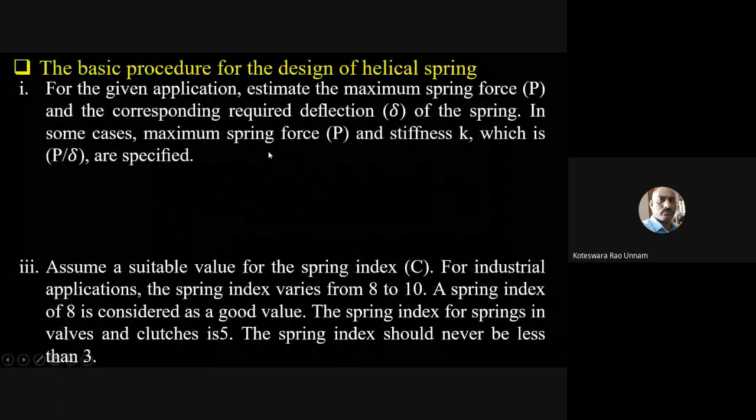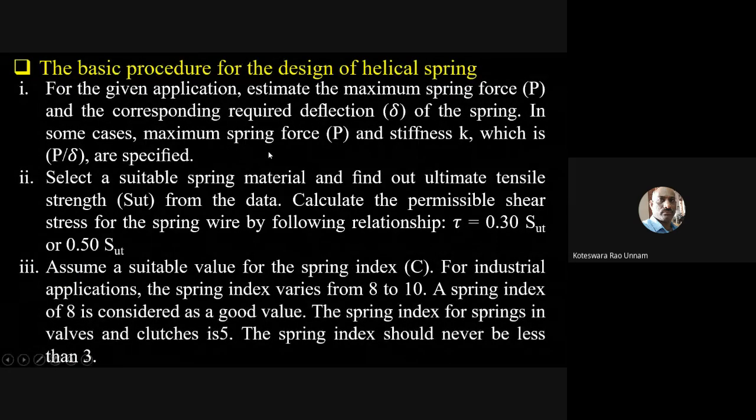So that means the first step is you need to identify the requirements, in terms of the maximum load acting on the spring. That is what we also call the spring force. Then what is its corresponding deflection delta, or maximum spring force or stiffness. Either you need to specify these; these are the two important parameters. Based on these two parameters only we are going to design the spring. That is the first step. In the first step, we'll identify what is P, what is delta, or what is P and what is K. What are the requirements for the spring?